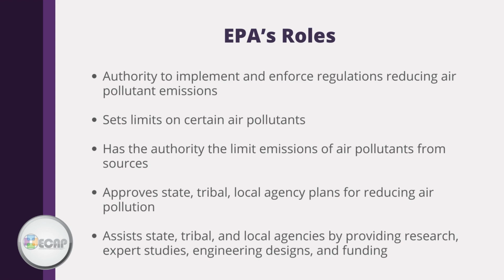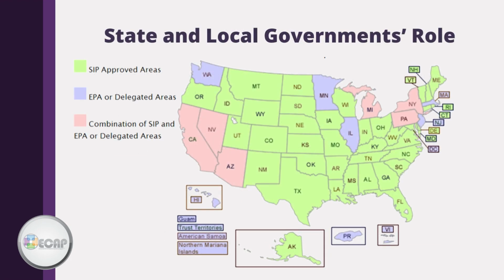Individual states or tribes may have their own stronger air pollution limits, but they must not be less stringent than those set by the EPA. The EPA assists state, tribal, and local agencies by providing research, expert studies, engineering designs, and funding to support clean air progress. State, local, and tribal governments also monitor air quality, inspect facilities under their jurisdictions, and enforce Clean Air Act regulations.